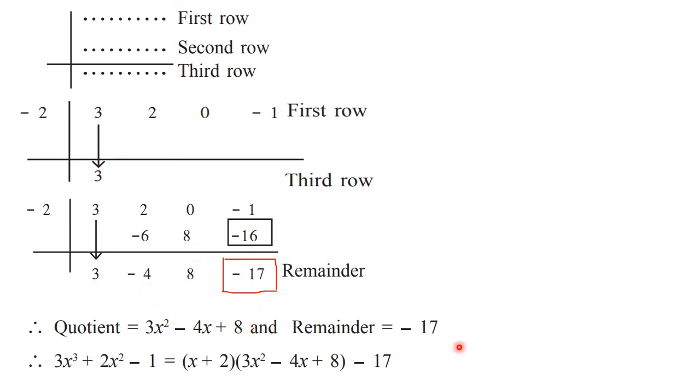This is our remainder. So we can write down the answer by using the formula: dividend is equal to divisor into quotient plus remainder. Okay, so dividend was 3x cube plus 2x square minus 1. Divisor was x plus 2. Then quotient we wrote from here and remainder we wrote from here. Okay, so this way we are going to write down the answer.